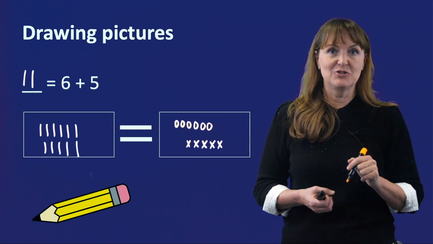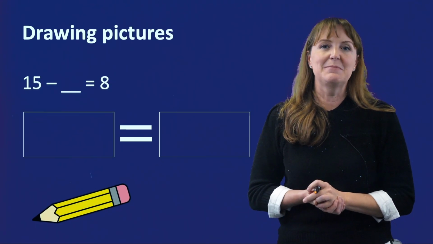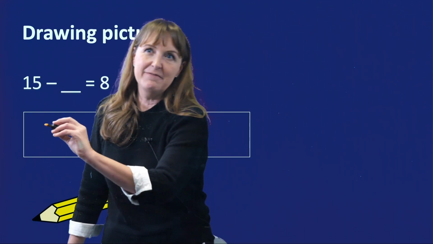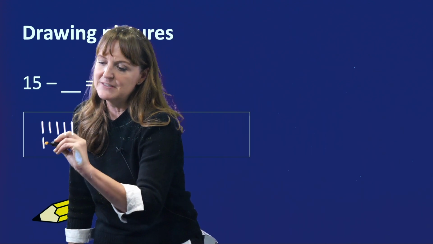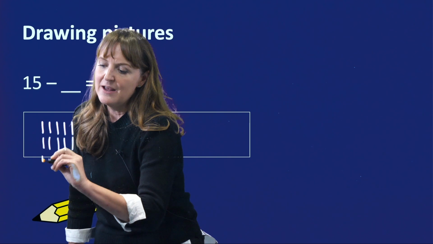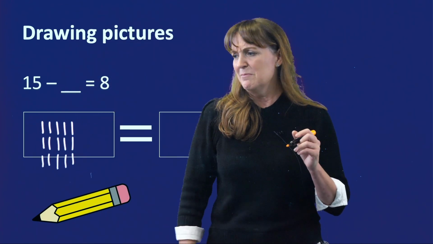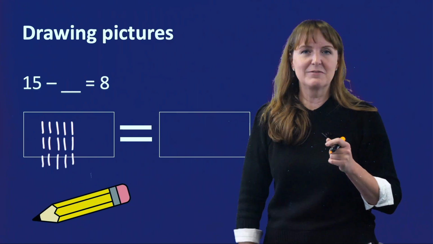Let me go ahead and show you a subtraction example. Now let's look at this equation, 15 minus blank equals 8. Here on this side of the equation, I have 15. I'm going to go ahead and draw 15. 1, 2, 3, 4, 5, 6, 7, 8, 9, 10, 11, 12, 13, 14, 15. All right, I kind of moved outside of my box, but that's okay. And that's actually not a box, it's a rectangle, so that's how I should have referred to it.